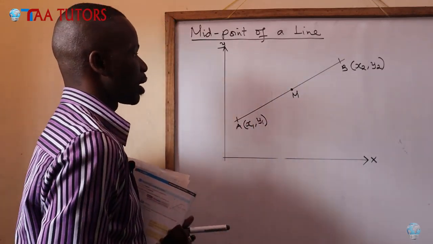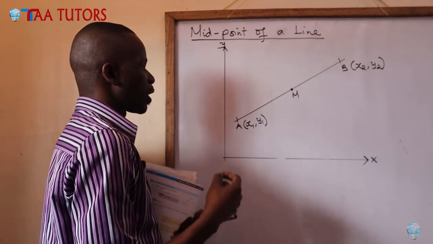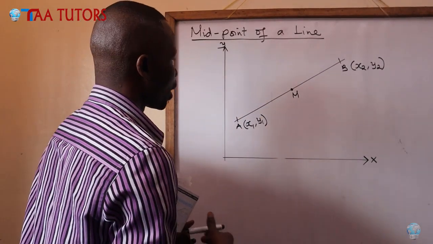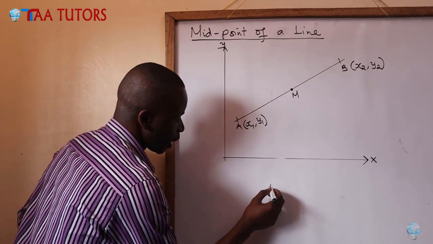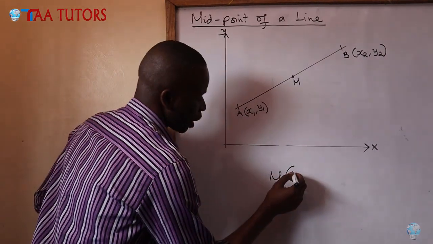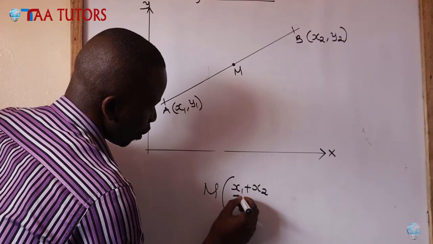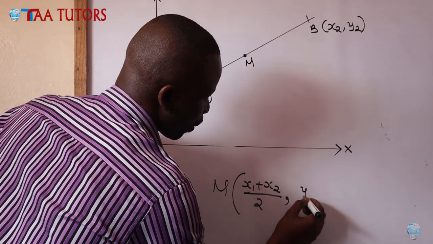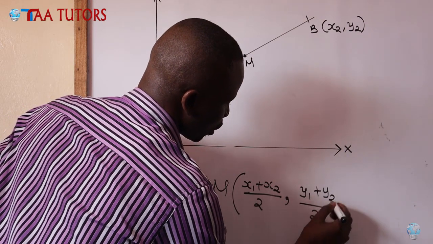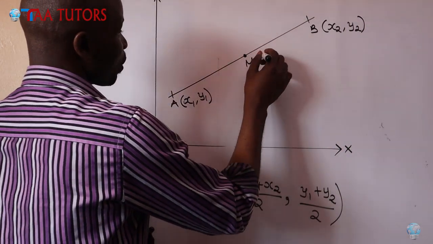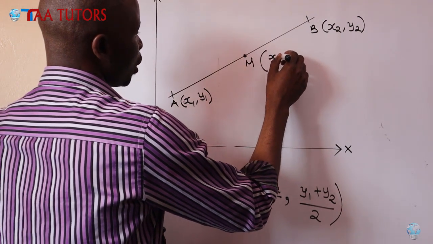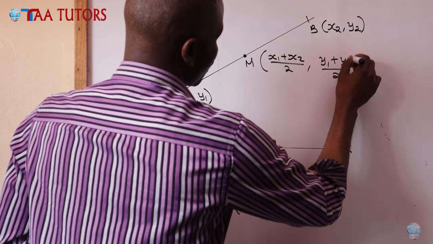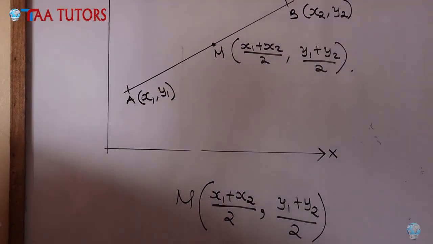Now, if you want to get the coordinates of the center of this kind of line, the first thing we have to do is simply halve. For example, if we want to get M in this particular case, then the coordinates of midpoint M should be x1 plus x2 over 2, comma, because we're dealing with a coordinate, then y1 plus y2, everything divided by 2. This is what a midpoint should give us. So that is the method we need to use.